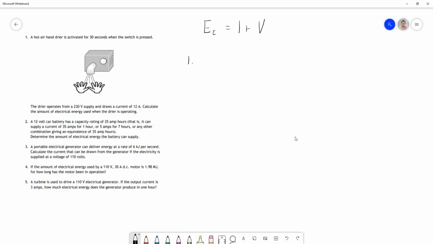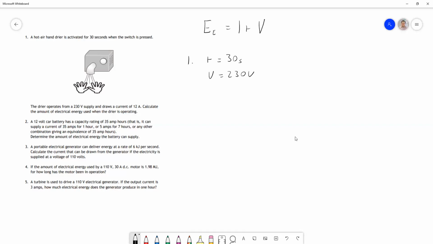Question 1. A hot air dryer is activated for 30 seconds when the switch is pressed. The dryer operates on a 230 volt supply and draws a current of 12 amps. Calculate the amount of electrical energy used. Question 1 is a nice one to start with because it gives us the 3 things that we need, and it gives us them with the units we require.